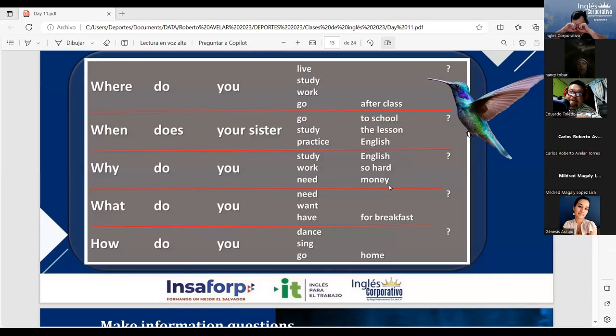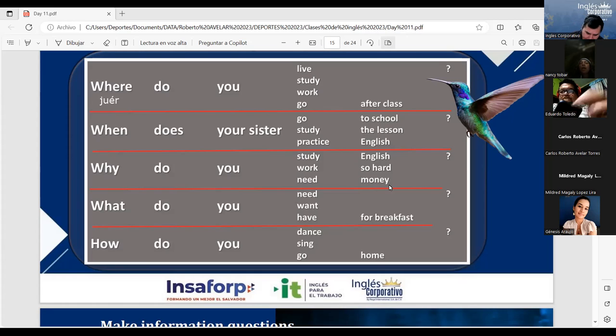Hi, boy. Where do you live? Where do you study? Where do you live? Where do you study? Where do you work? Veamos, se lo voy a escribir. Okay. Mm-hmm. Continue practice.